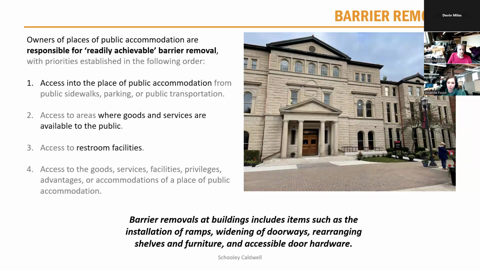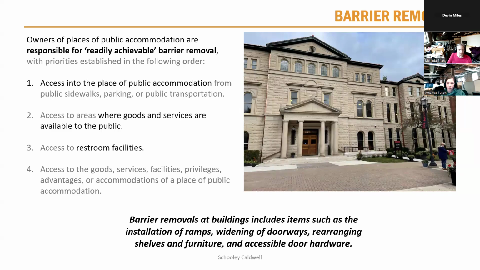Once you're in the building, you need access to where goods and services are available to the public. Again, makes sense. That's the next thing you're going to come across coming into a building. Then you need access to restroom facilities. Again, this is a basic thing that all people need access to. And after that, you need access to the goods, services, facilities, privileges, advantages, accommodations of a place of accommodation. So after that, you're looking at access to pretty much everything else. There are still some exceptions, like in a theater, you wouldn't necessarily need access to the projection booth or to the catwalks above the stage. But the goal is trying to get everyone to be able to get to all the public places of a building.